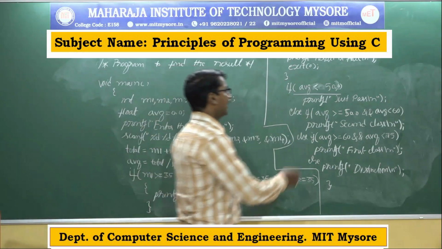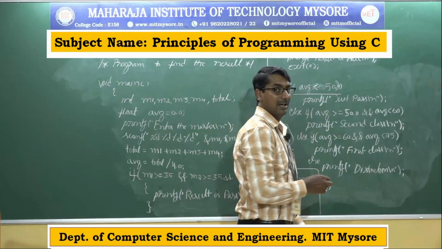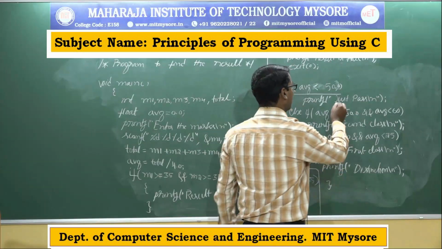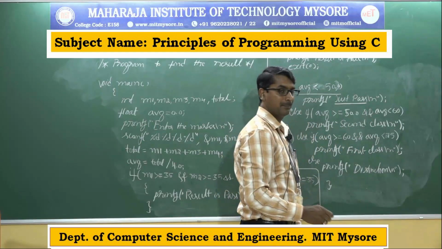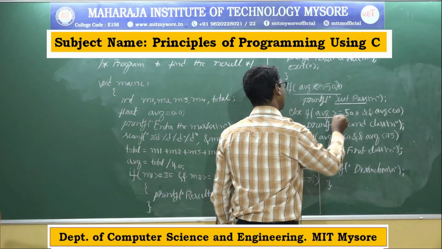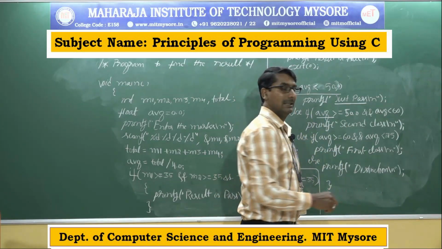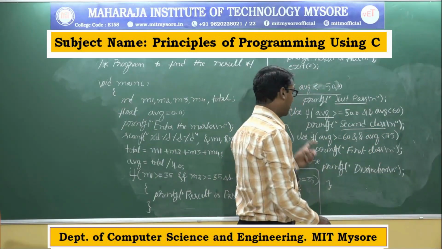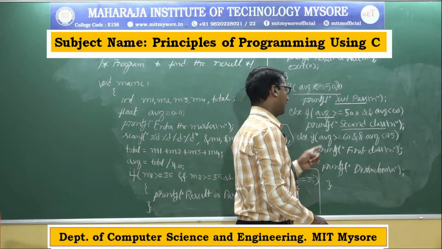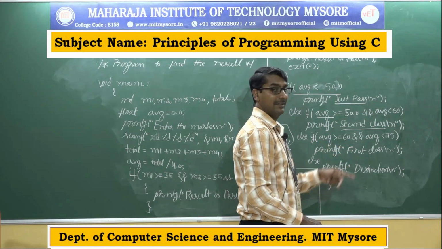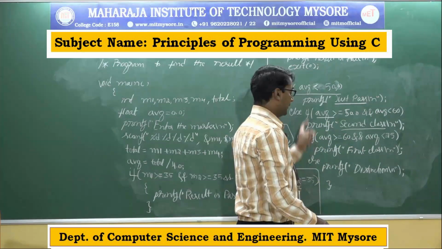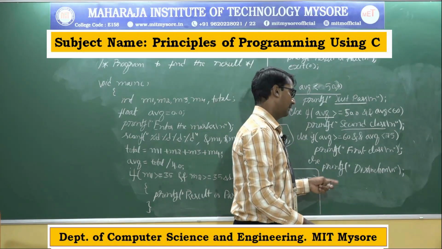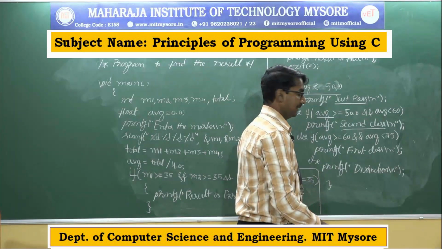So after finding the average, we check the range of the average value. If the average value is less than 50, then the result is just pass. If the average is greater than or equal to 50 and less than 60, then second class. If the average value is greater than 60 and less than 75, then first class. If these conditions are not satisfied, the remaining class is distinction.